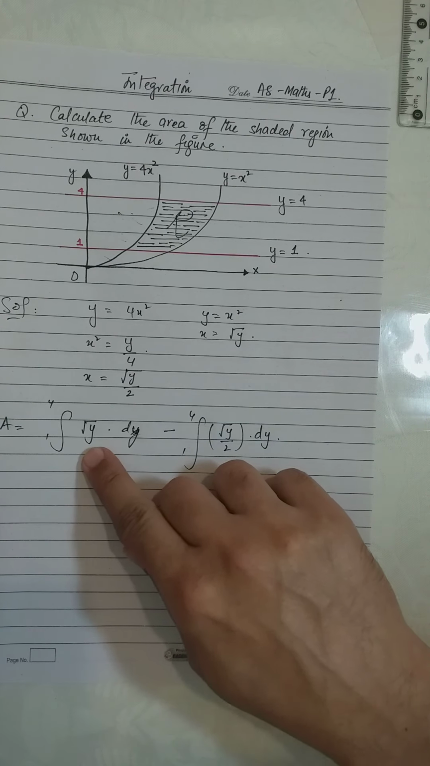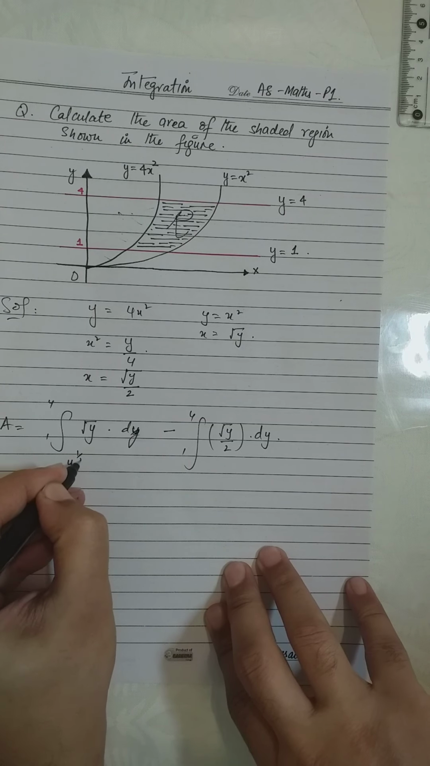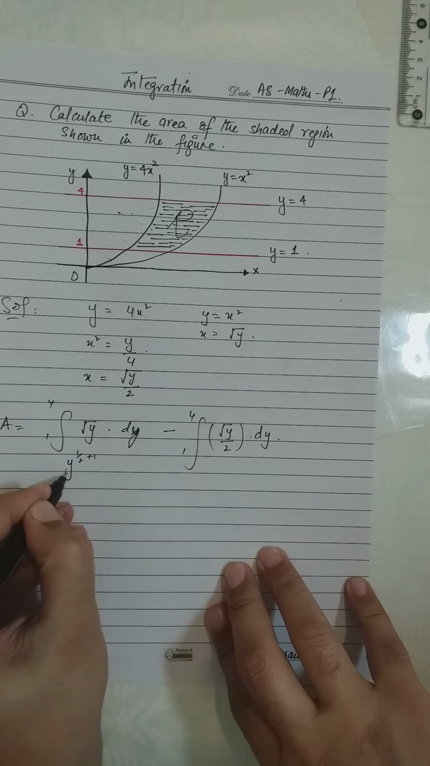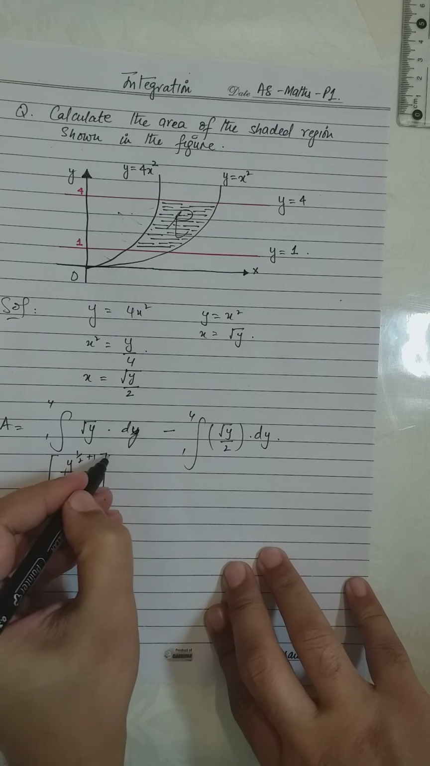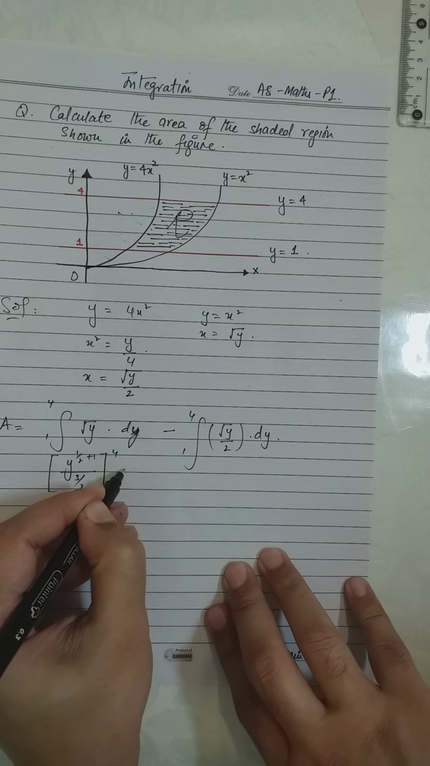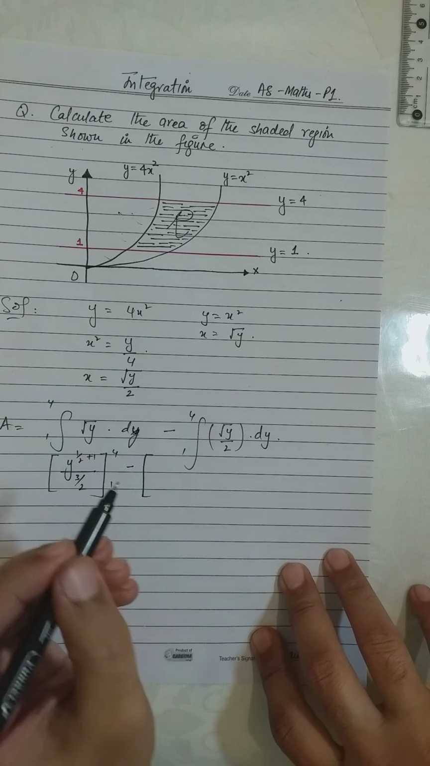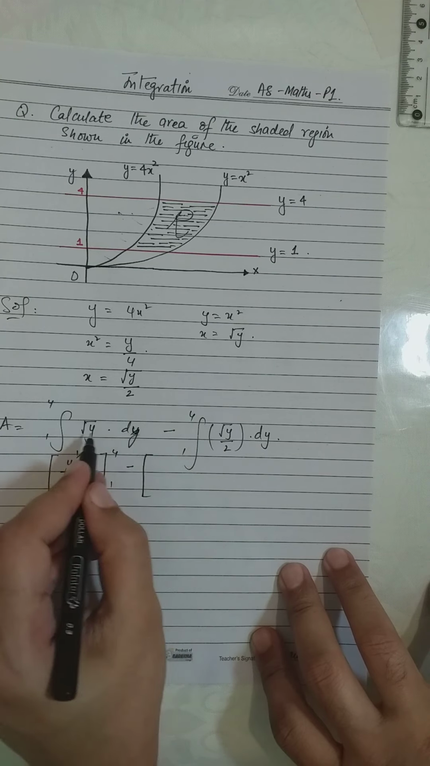So if I integrate this, this is basically y to the power of half, which is square root, means to the power half plus 1. Half plus 1 is just 3 over 2, so that's y to the power 3 over 2, with the limits 4 and 1, minus, if I integrate this, I get the same thing because both of these things are the same.